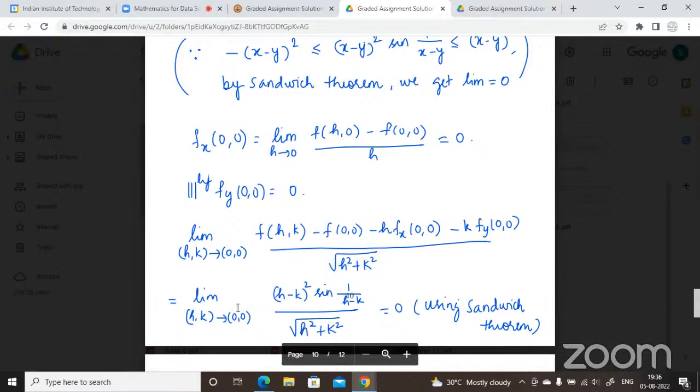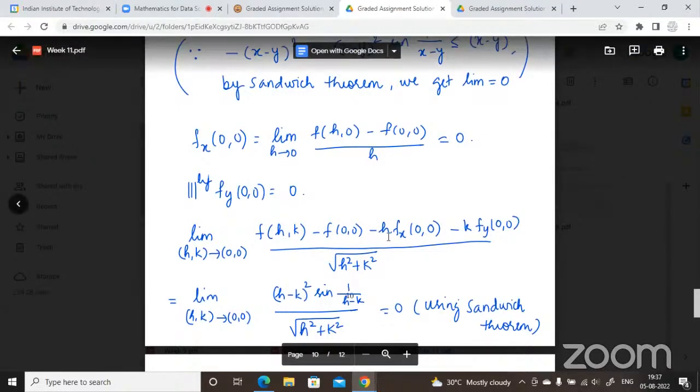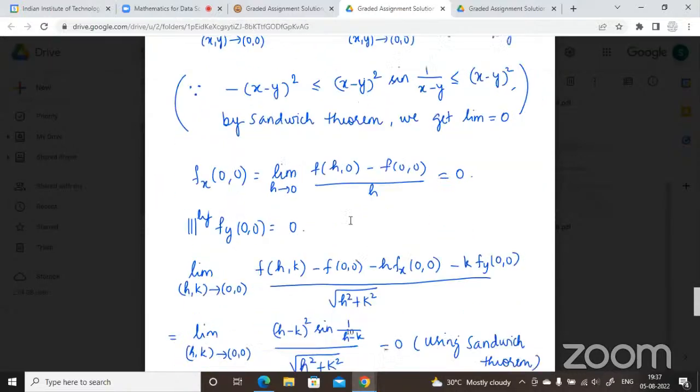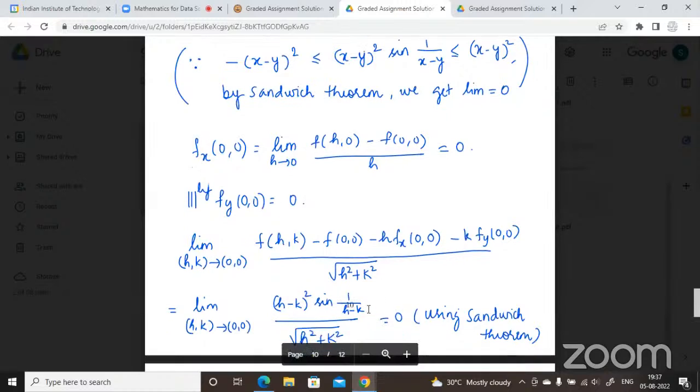See here, when h comma k goes to 0, 0, it is all filled with zeros. So it's not going to work that way. I cannot substitute and do things. But whenever I have sine and cos, I can always use that they are less than or equal to 1 and greater than or equal to minus 1, right? Ma'am, will the sandwich theorem hold for every function? Sandwich theorem holds even in the multivariable case.